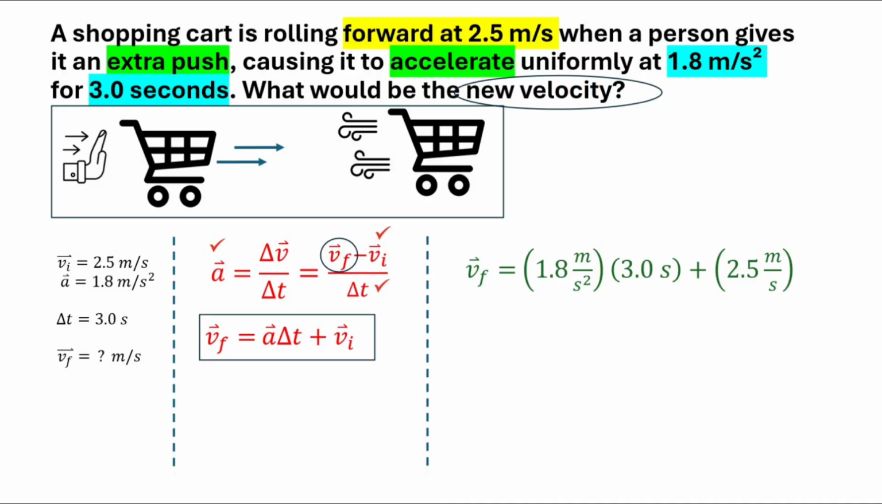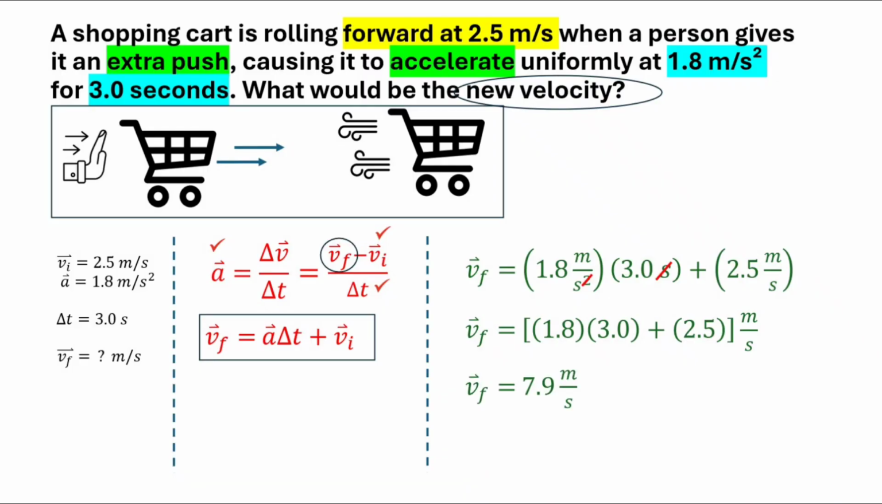I always do unit analysis first. Because the question is asking about the velocity, I should have meter per second as a result. After the cancellation, I found that meter per second is the only thing that is left. Thus, the only thing we have to do is, using a calculator, 1.8 times 3 plus 2.5. As a result, the quantity we have is 7.9 meter per second.